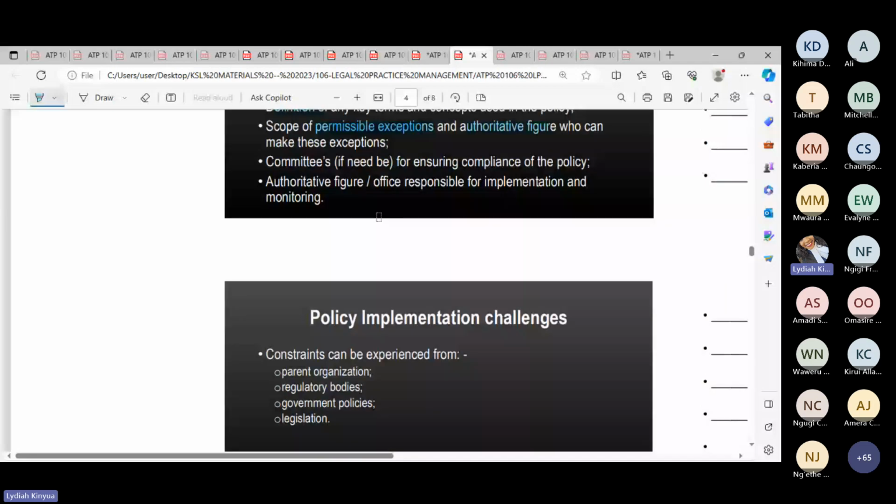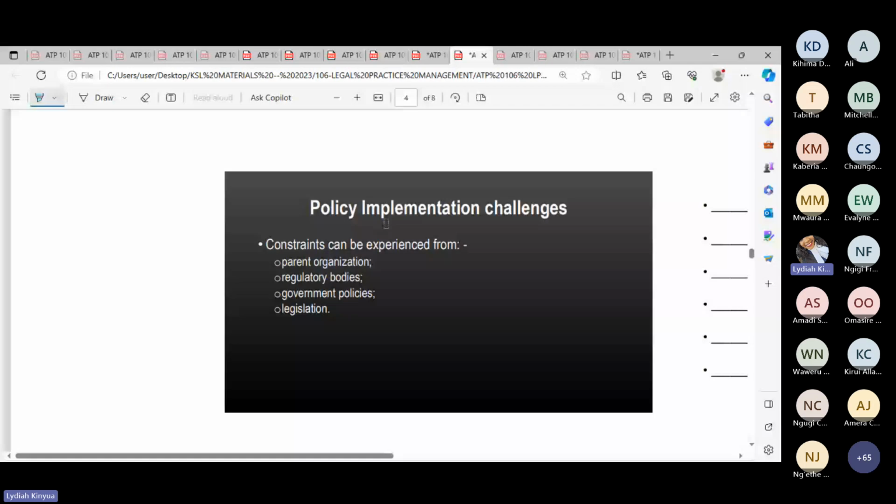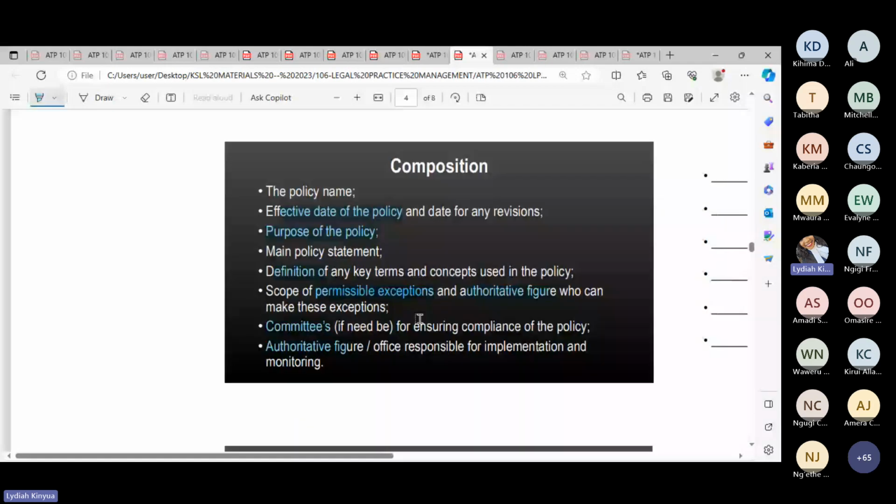If the policy is you have to give us a 5-day notice before you take your annual leave, and you want your annual leave ASAP, then that can be excusable by a particular person if you have grounds. And then a committee, if we need a committee for ensuring compliance, and the authoritative figure or the person responsible for implementing your policy. So this will be the content of a policy. Depending on what it is, these are general contents of a policy.